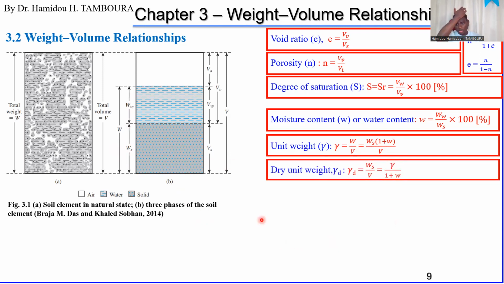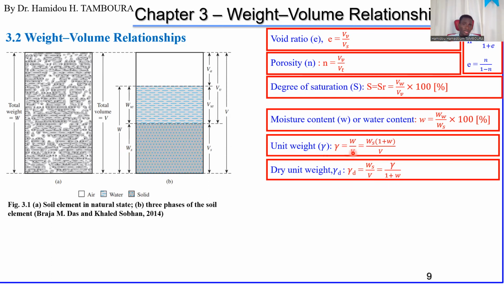Third relation for the weight, we can also estimate the dry unit weight. Dry means no water in the soil. It's dry, not partially saturated, not saturated. It's dry. When we say dry, it means there is no water in the soil. So in that case, the only weight we will have is Ws, weight of the solid. So you just divide the weight of the solid by the total volume, and you will get the dry unit weight.